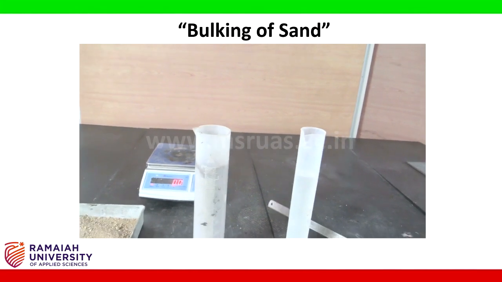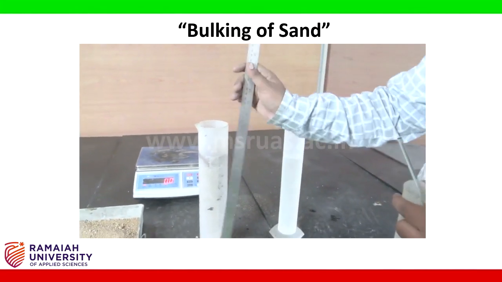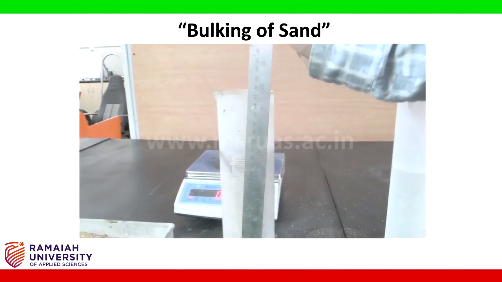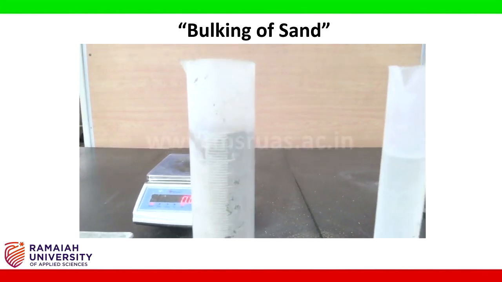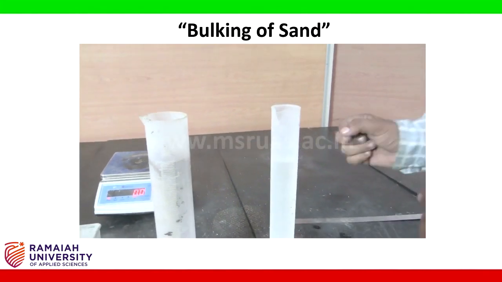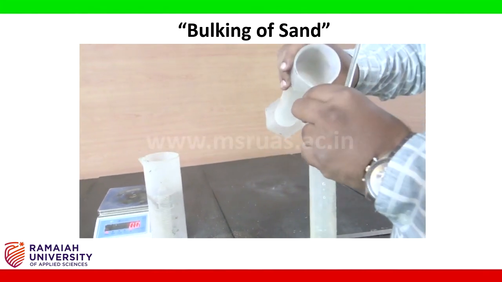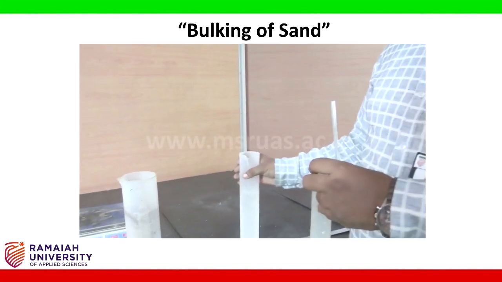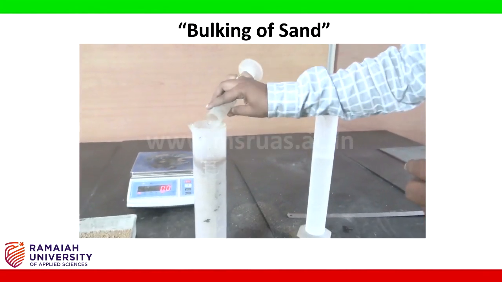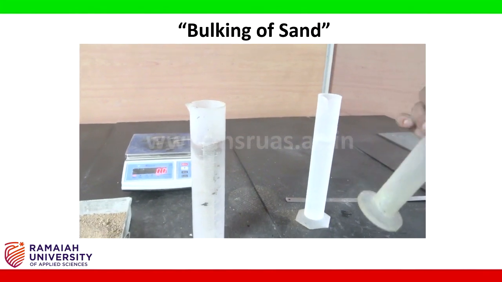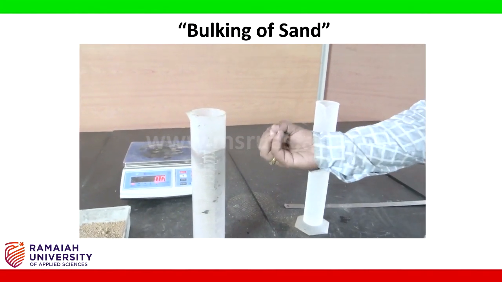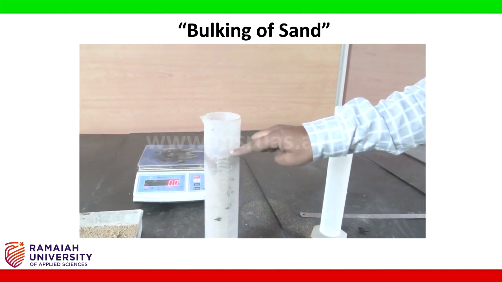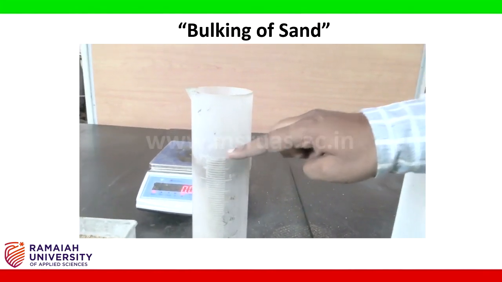I'm going to measure the height. Same, no change. So I'm going to keep on doing a number of trials with each increased percentage of water. What happens when I keep on adding this water? At some particular value, your sand starts expanding. There's an increase in volume, and you are going to observe a change in the height reading.